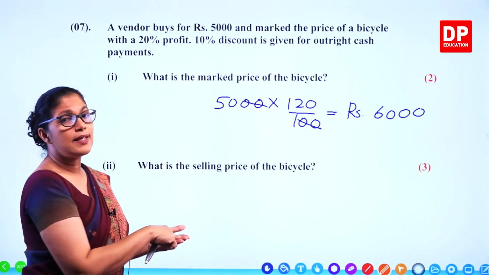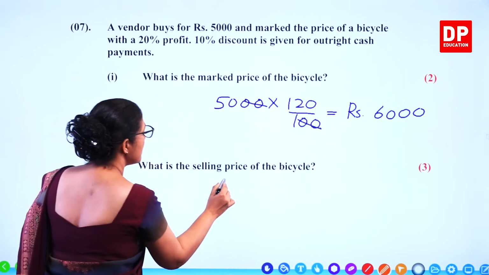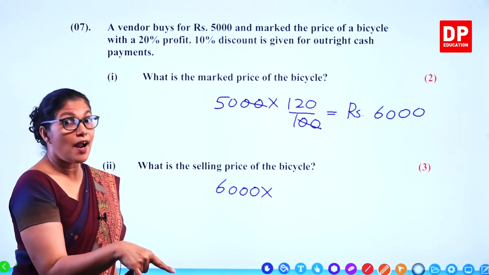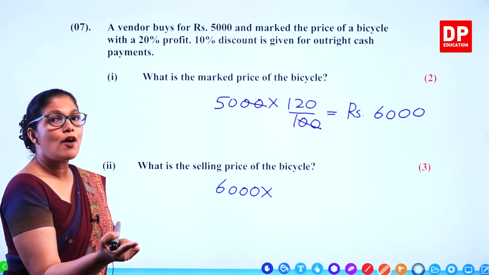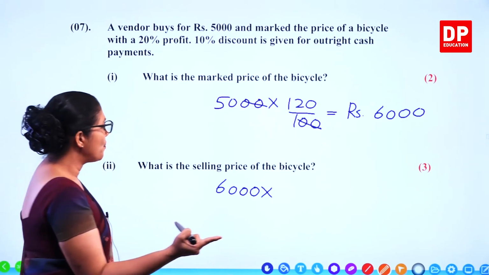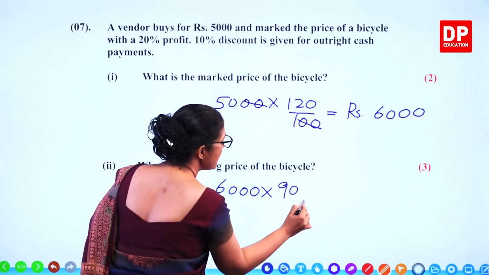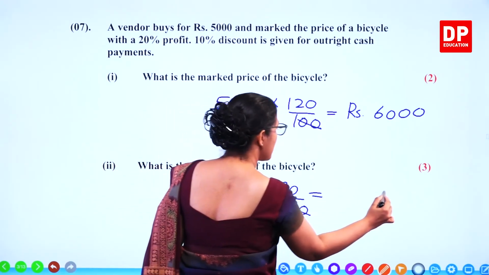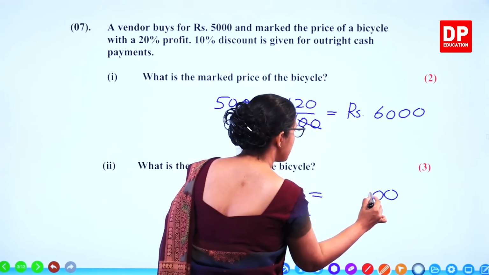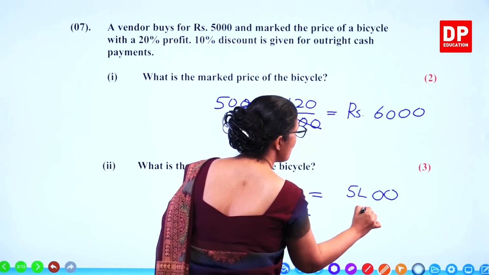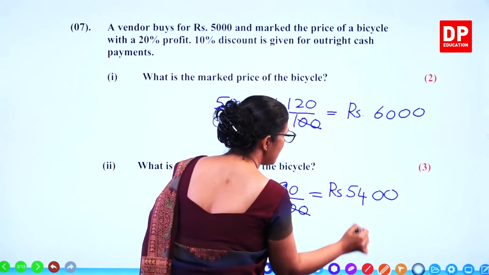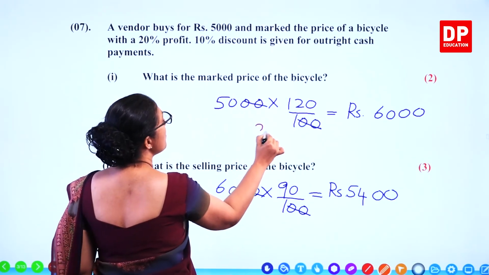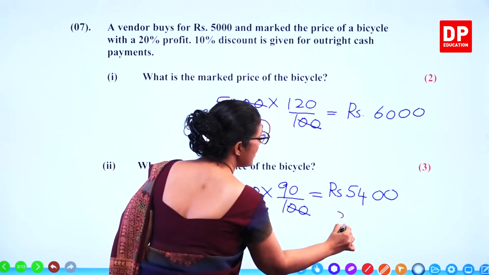So 10% is given off the mark price. So if this is 6,000, if the mark price is 100, 10% discount means you have to give it for 90 rupees. So 90 over 100. 2 zeros get cancelled out. You get 0, 0. 9 times 6, 54. So 5,400 rupees. 2 marks for this and 3 marks for this.